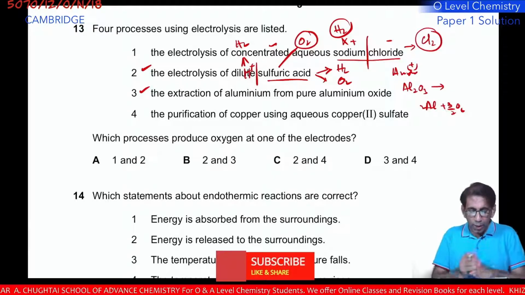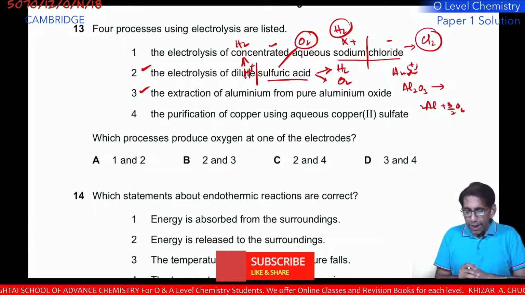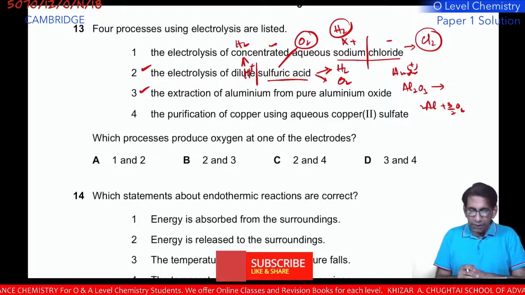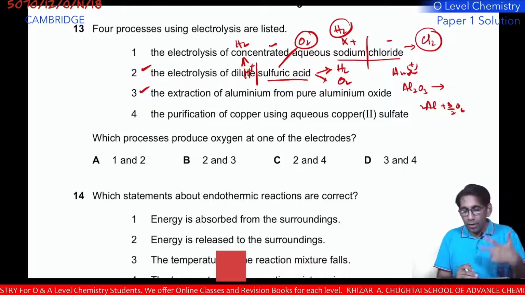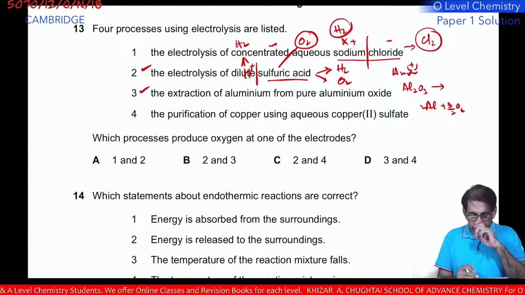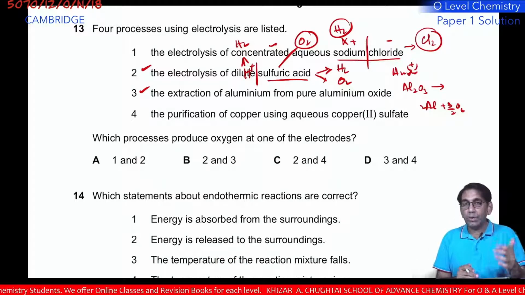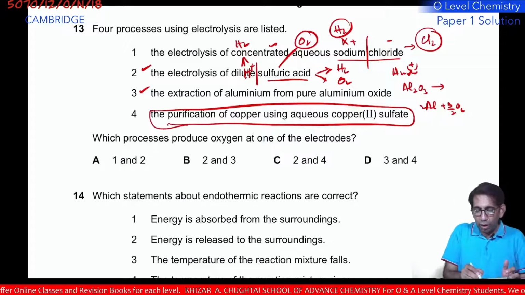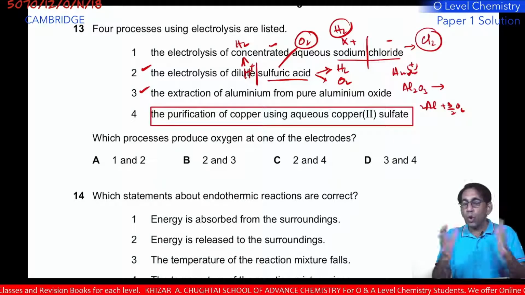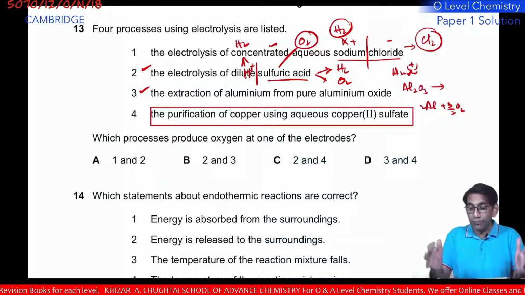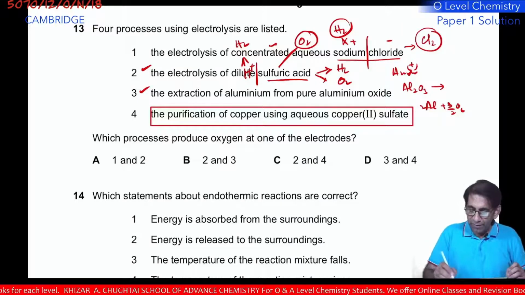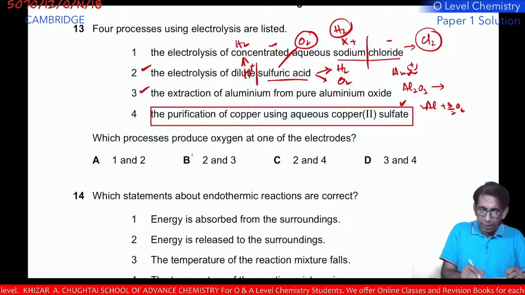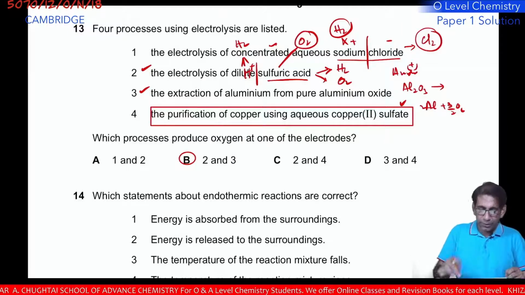That is true. The purification of the copper using aqueous copper sulfate. In this case, the anode is going to dissolve itself. So there is no chance of formation of oxygen in spite of having sulfate ion. So 2 and 3, B is the correct option.